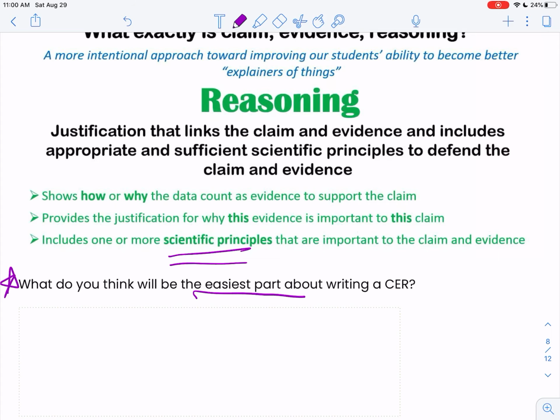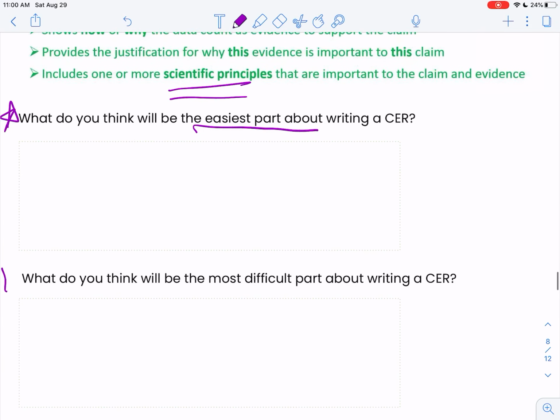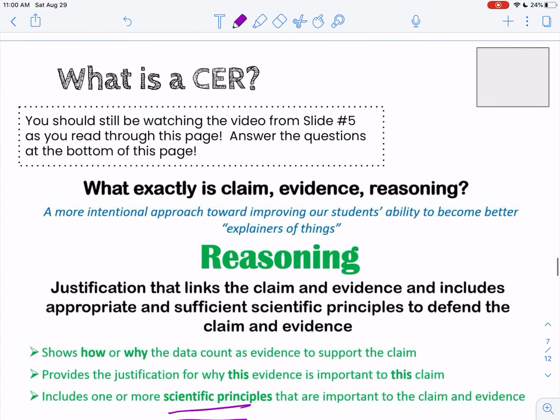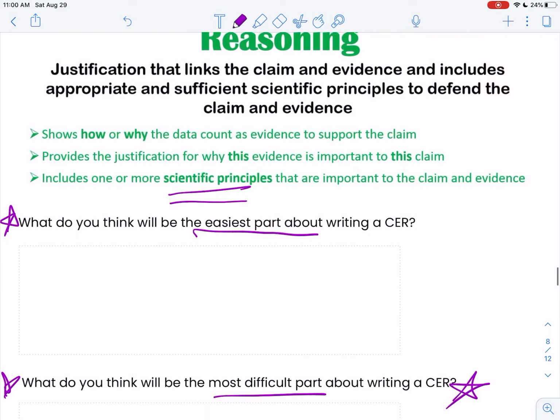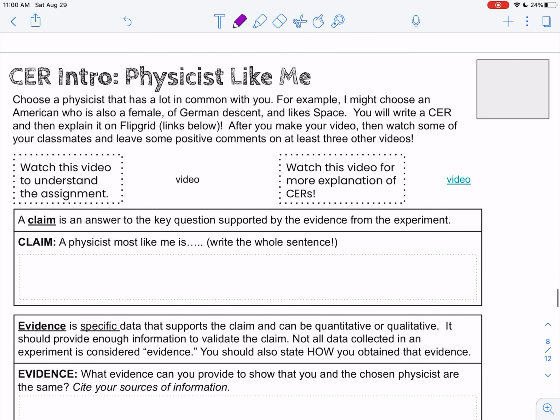Answer this. What do you think is the easiest part about writing the CER? And then answer this. What do you think is the most difficult part? I know what my most difficult part is, but I'll tell you later. Okay? All right, when you finish all this, check the box. Okay? And then you're ready to go on to physicists like me in the next video.